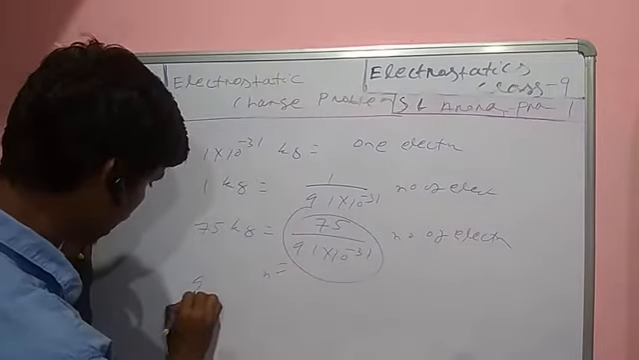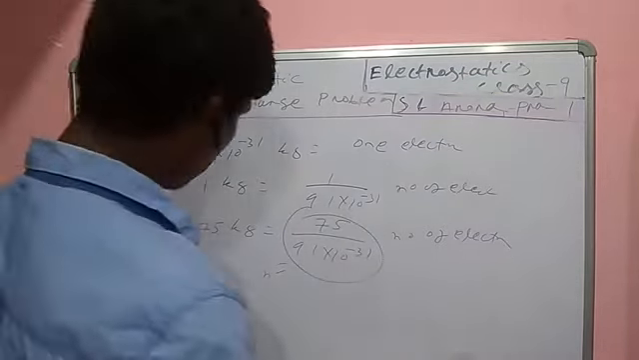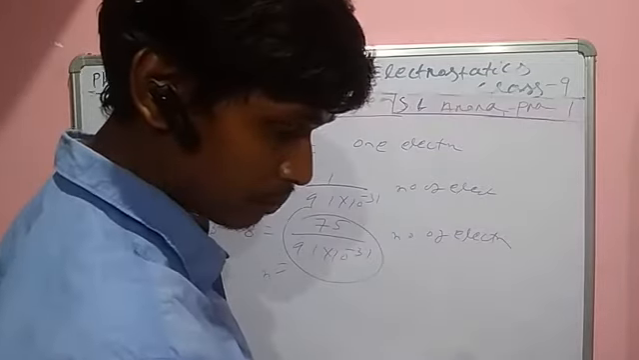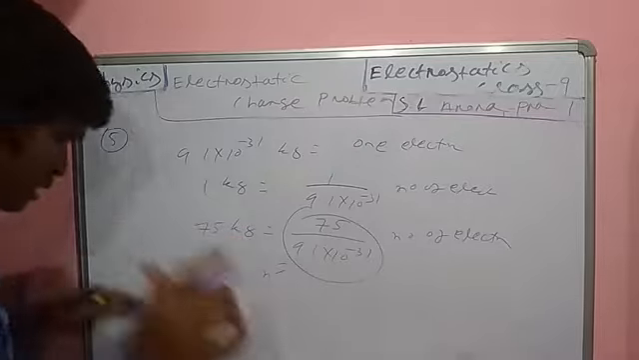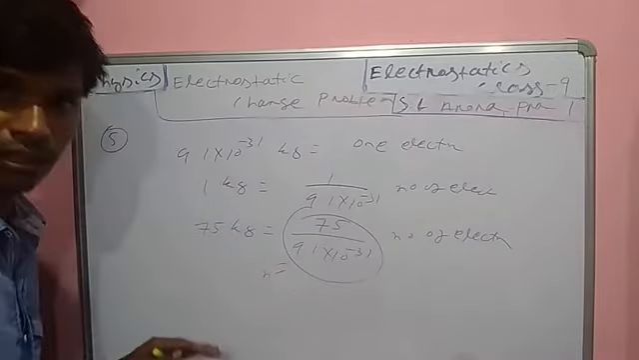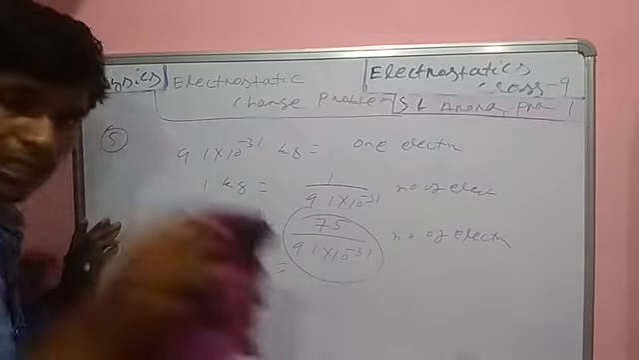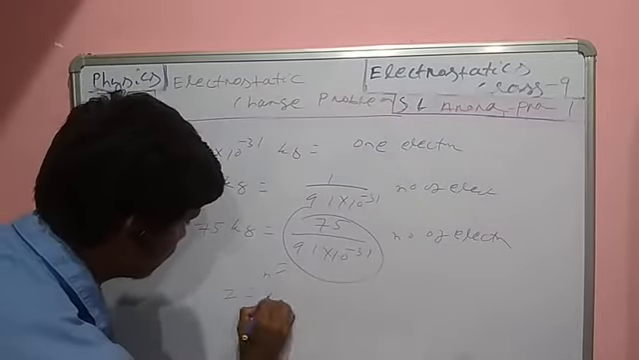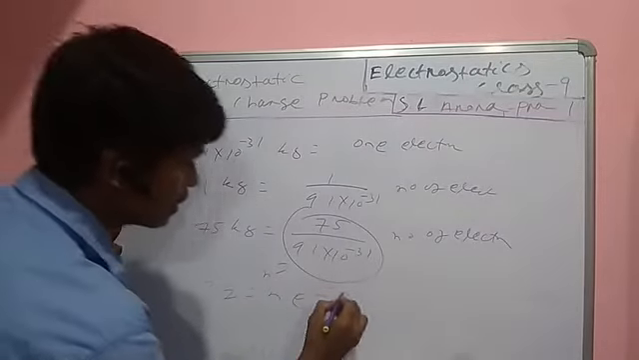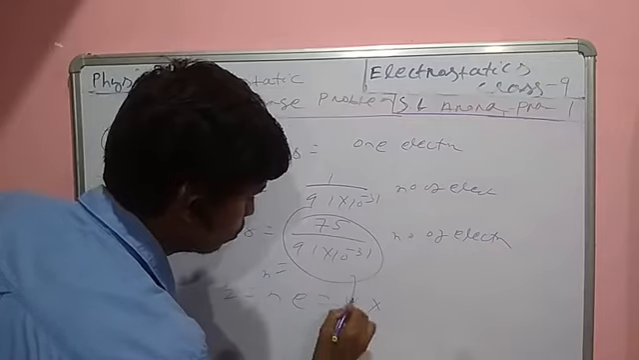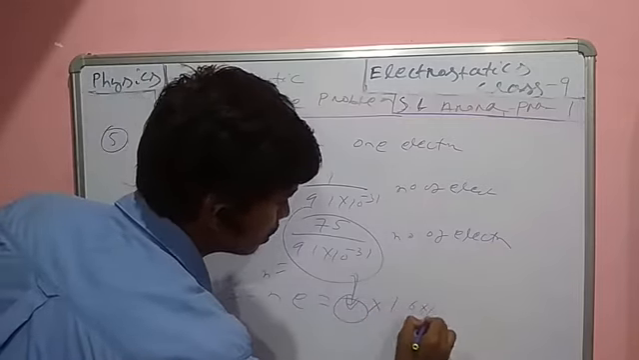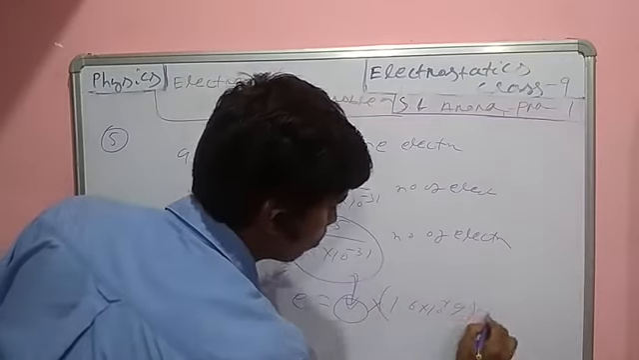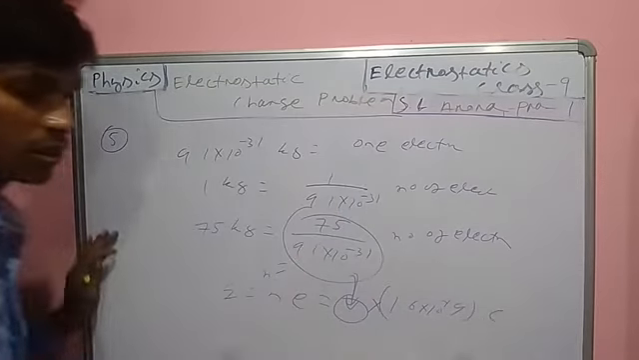That means N is equal to this, the total number of electrons. Total charge: Q is equal to Ne. N is this, into e, 1.6 into 10 to the minus 19 coulomb. Yes or no? This is question number 5.